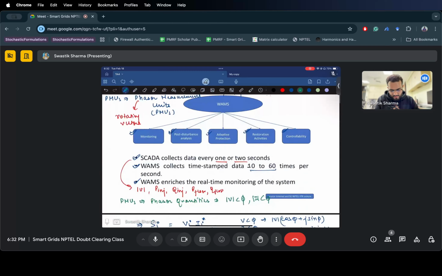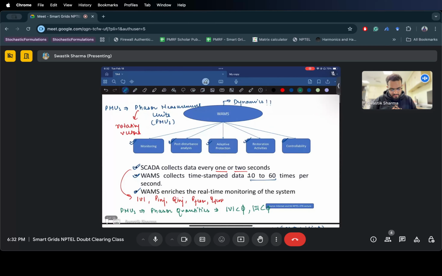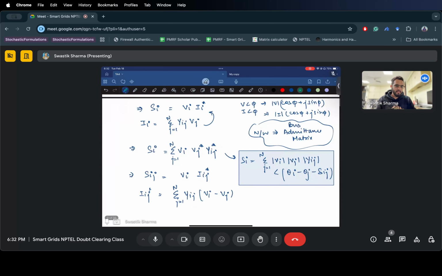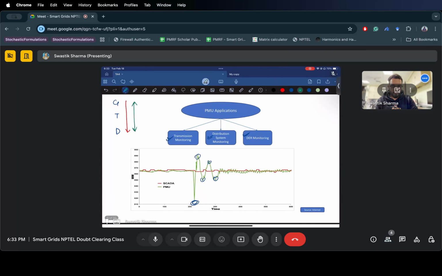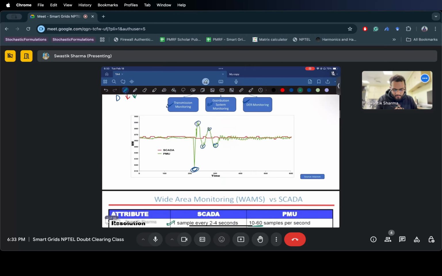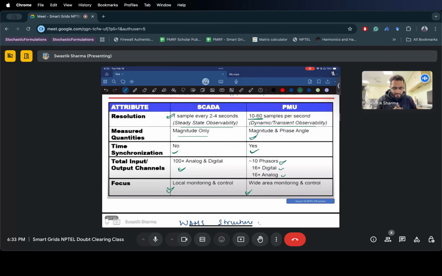We discussed wide area monitoring systems. We discussed everything regarding how SCADA lags, where it lags, what quantities PMUs measure, and how, using only voltage phasors, we can derive any quantity which is measurable in the system. Then we talked about where PMU's dynamic or transient observability comes into play. Then, what are the major differences between SCADA and PMU?